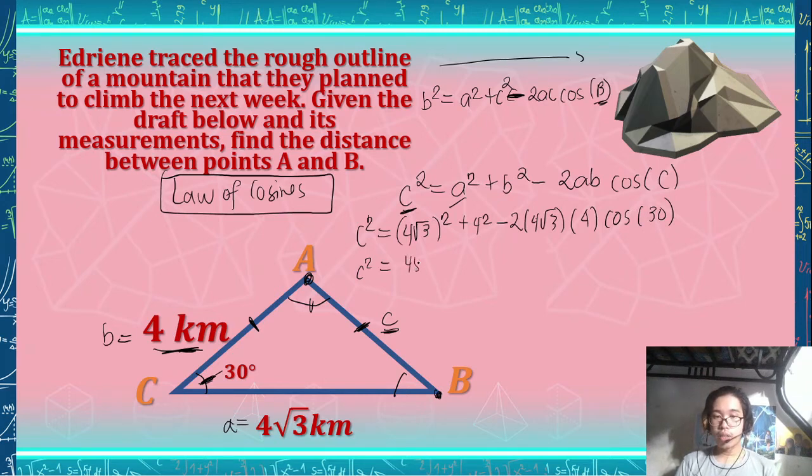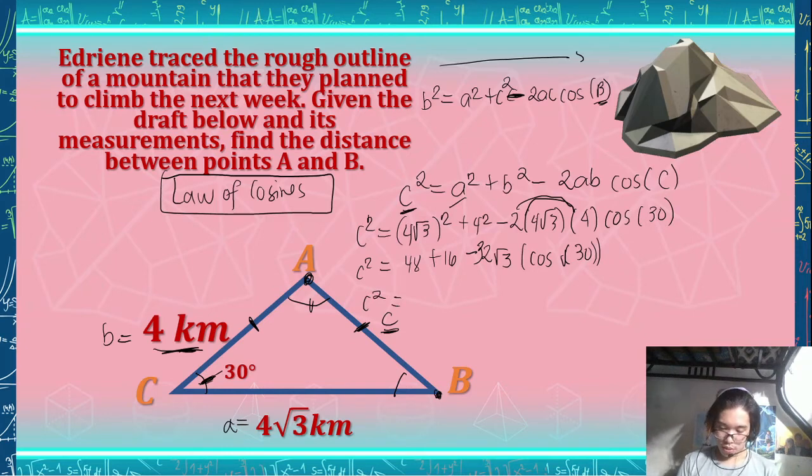So 48 plus 16, minus, what's 2 times 4? So that's going to be 2 times 4 square root of 3 times 4. That should give you 32 square root of 3, because 2 times 4 is 8, and 8 times 4 is 32. So that's why there's a 32 square root of 3 there, multiplied by cosine of 30. And what's 48 plus 16? That should give you 64. So that's going to give us 64 minus 32 square root of 3 multiplied by cosine of 30.